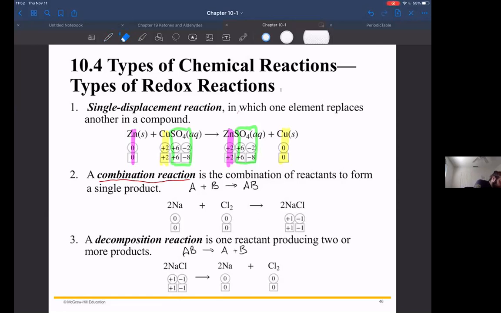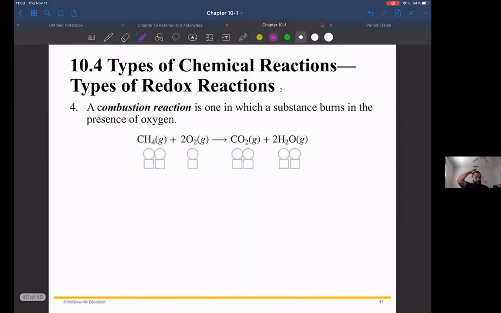I guess just to take a step back and give you what would be the generic form for our single displacement reactions, that would be something like A plus BC gives you AC plus B, right? Importantly, where that name comes from is the single element is being displaced there.